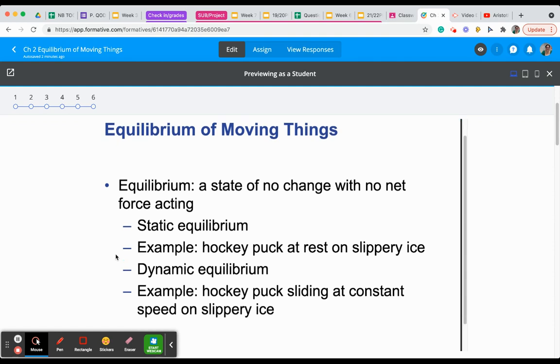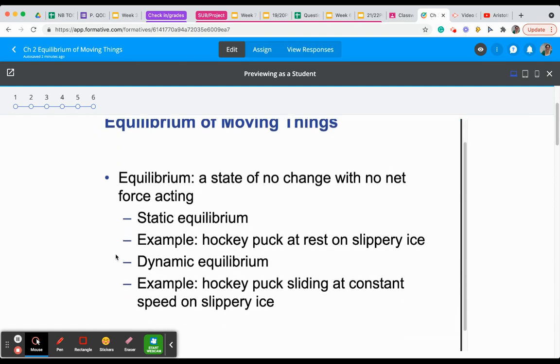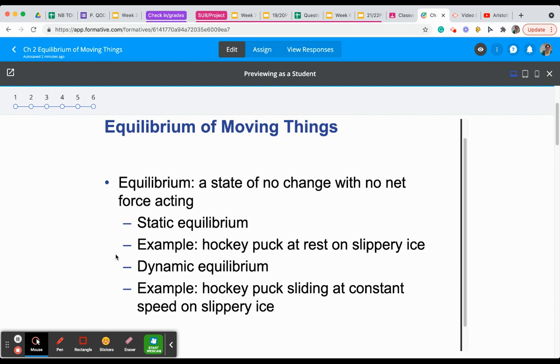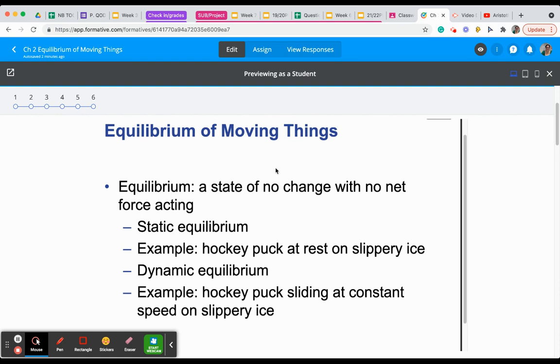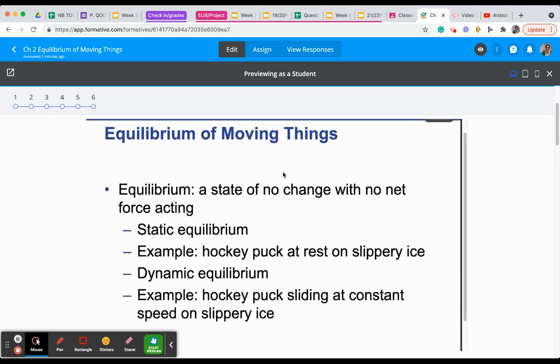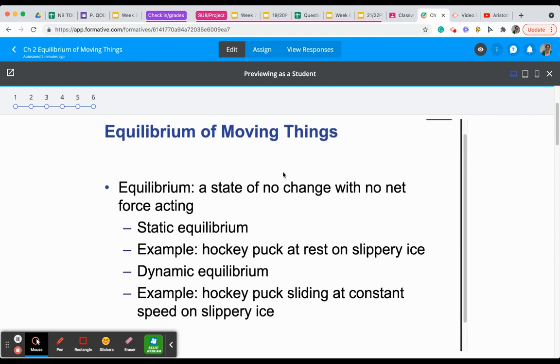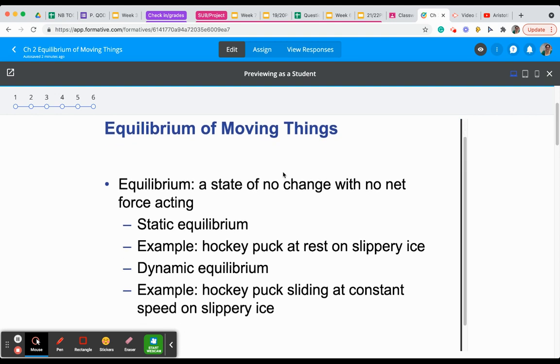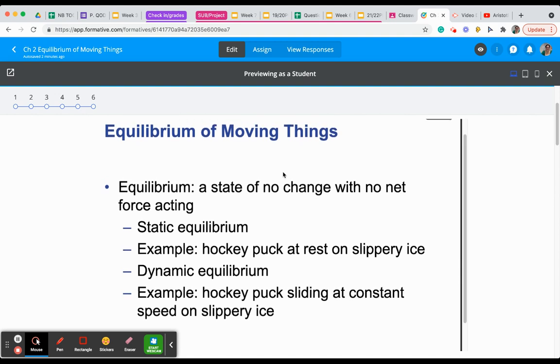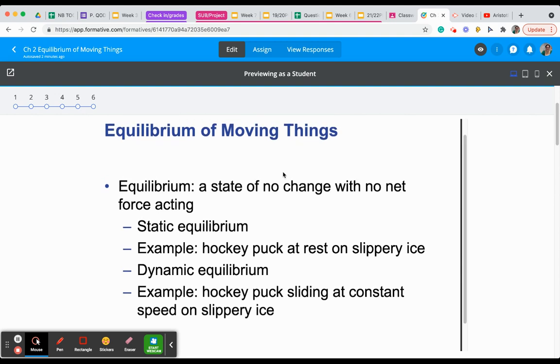Hello. This lecture will be on the equilibrium of moving things. You have the handout attached into your notebook, and you're going to add additional annotations onto your note page. This is the first slide of the notes.